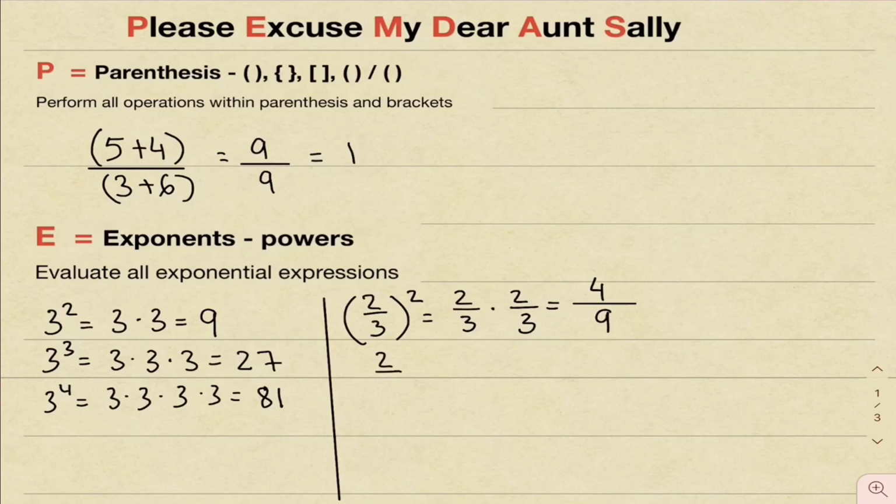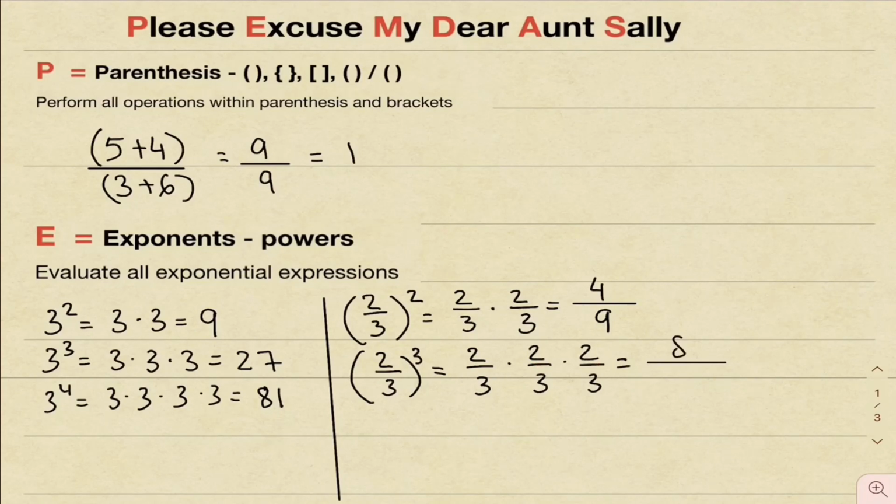And the same thing if I have 2 over 3 to the power of 3. So 2 over 3 is multiplying itself 3 times. 2 over 3 times 2 over 3 times 2 over 3. So now I have 2 times 2 is 4, times 2 is 8. 3 times 3 is 9, times 3 is 27. So you guys get it, right? Even if I have 2 over 3 to the power of 4, 2 over 3 is going to multiply itself 4 times. And if it's 2 over 3 to the power of 5, it's going to multiply itself 5 times, and so on.